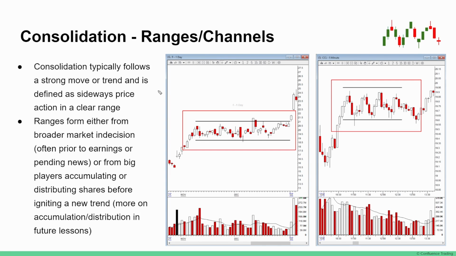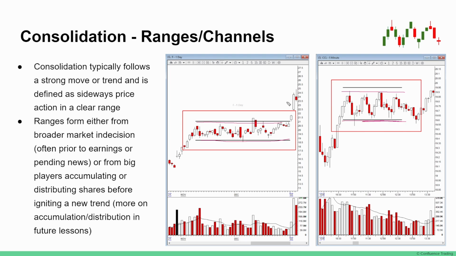The next C of our 4 C's is consolidation. These are also often referred to as ranges or channels, and consolidation typically follows a very strong move. It's basically just defined as clear sideways price action, or chop, in a clearly defined range. So you can see here we have a 1-day example on Ford. Ford obviously traded up and down within kind of this $18.75 to $21 range. And then we can also see an example on a 5-minute chart of Carnival Cruise Lines where price, again, clearly remained within this obvious channel.